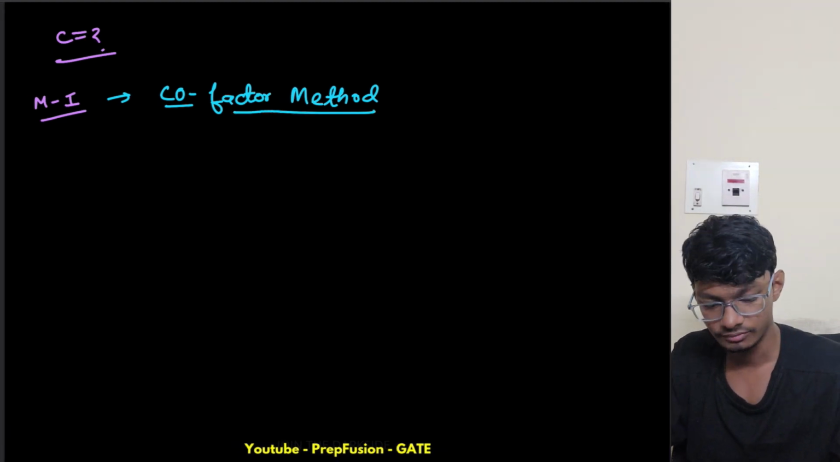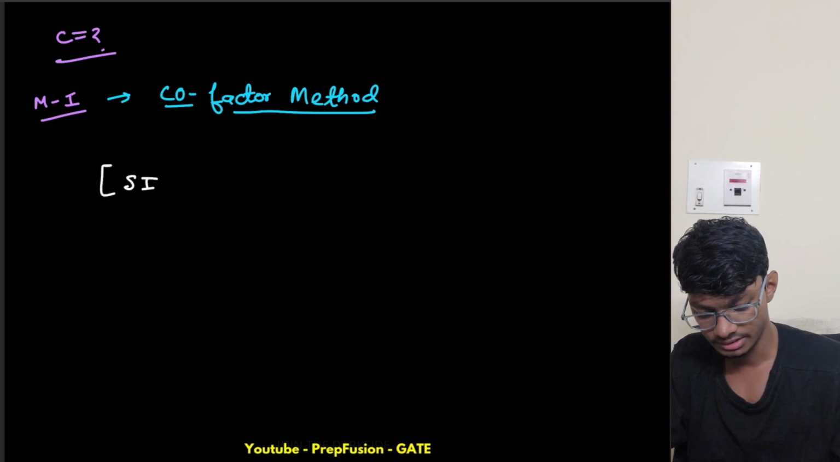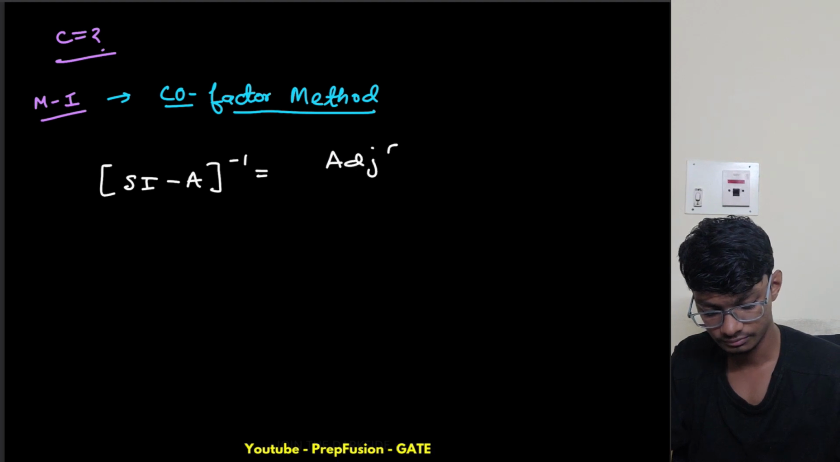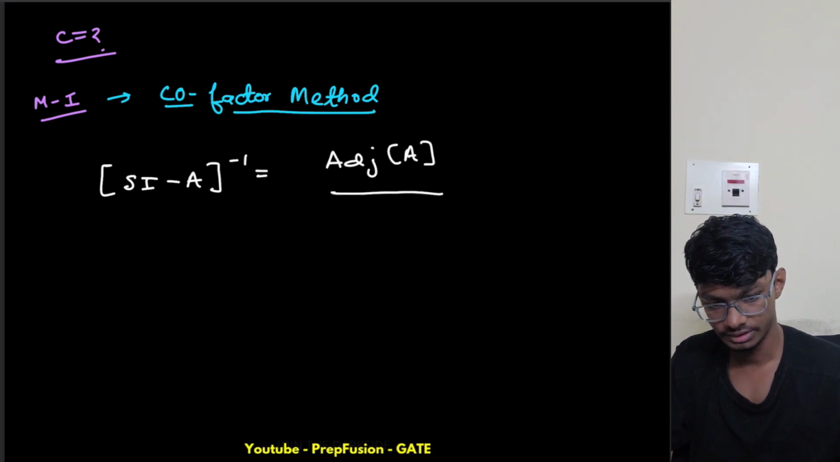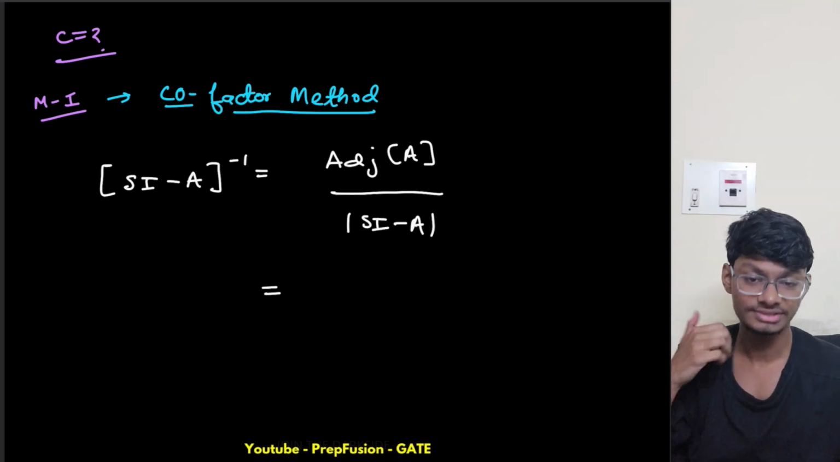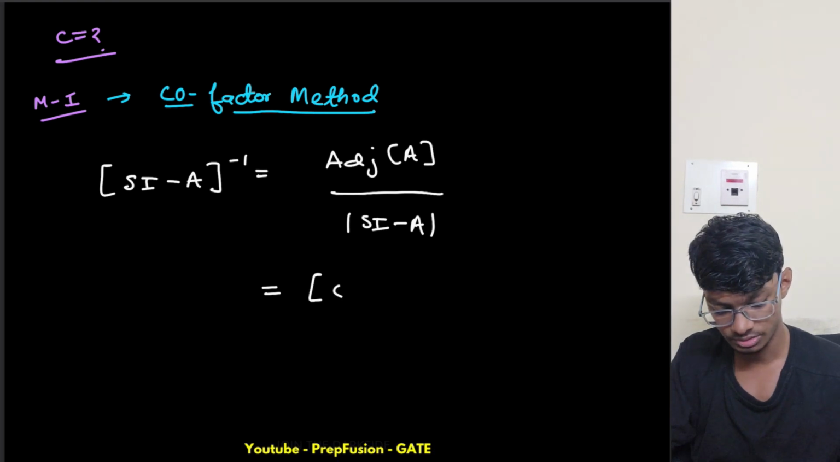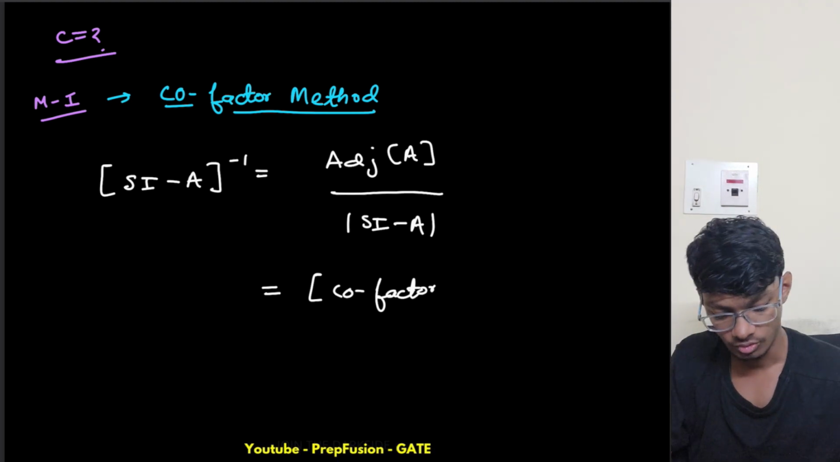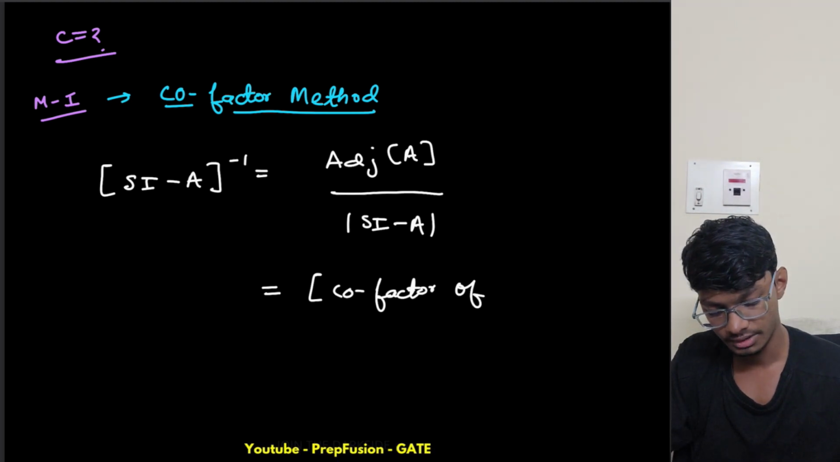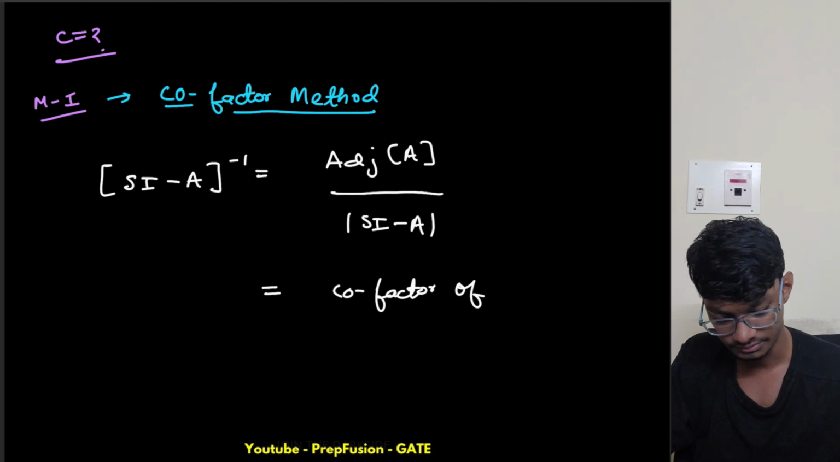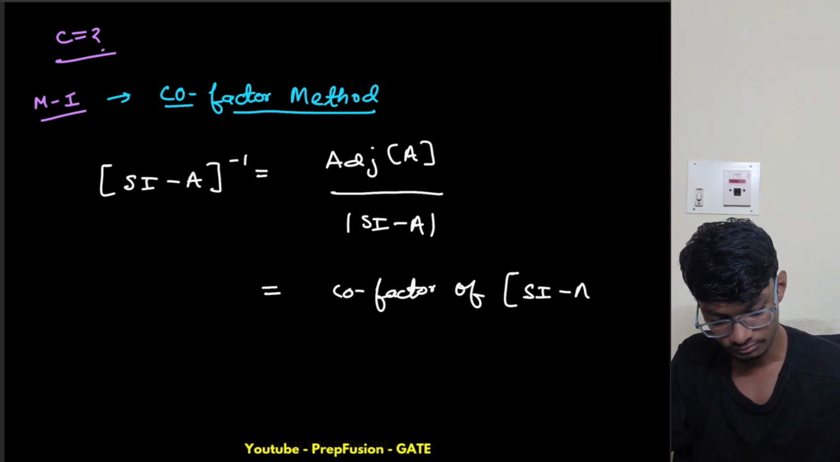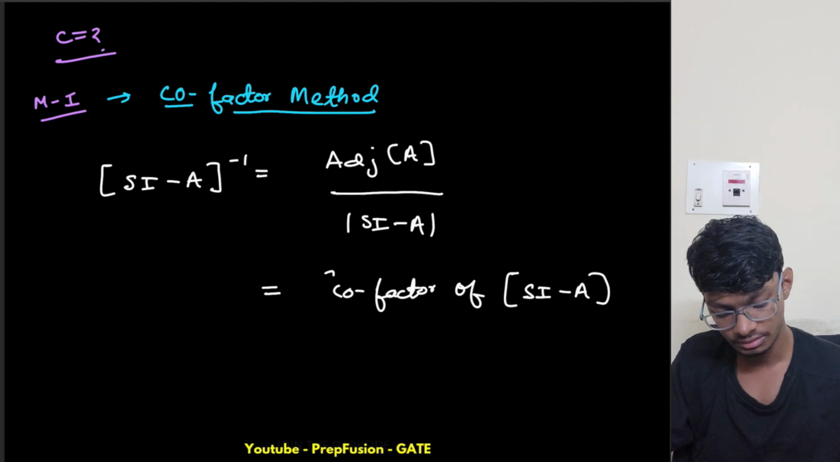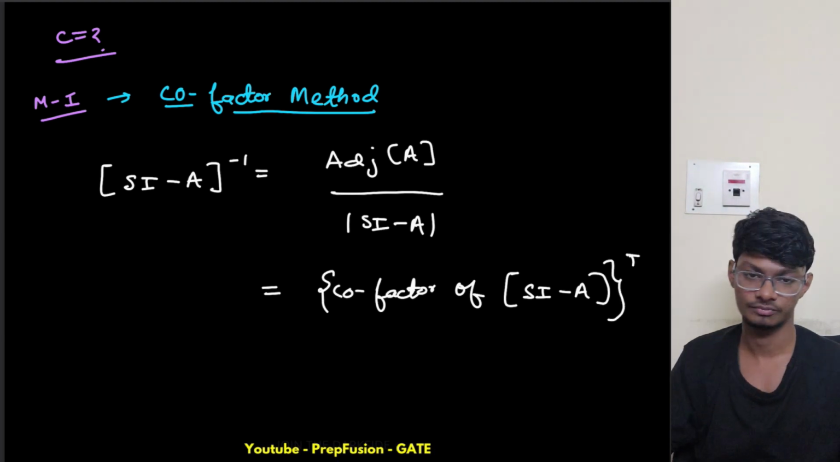We know that (sI minus A) inverse equals the adjoint of (sI minus A) divided by the determinant of sI minus A. What is the adjoint equal to? Adjoint is simply the cofactor of sI minus A, but we also have to take the whole transpose of that. I hope you all know these basics. Transpose, what does transpose mean?